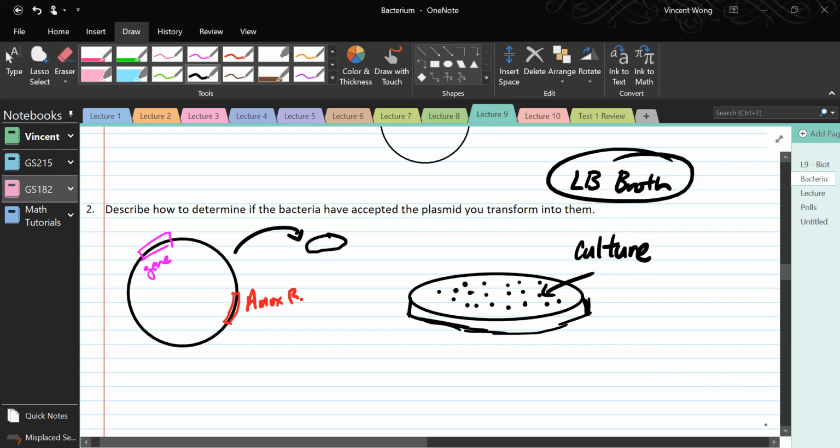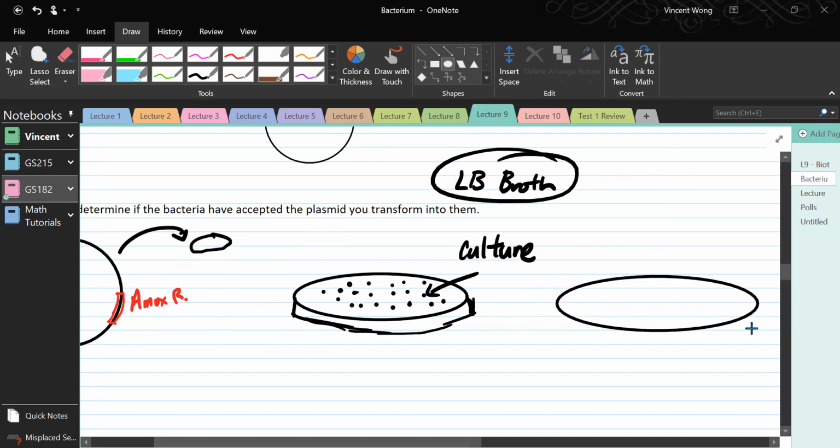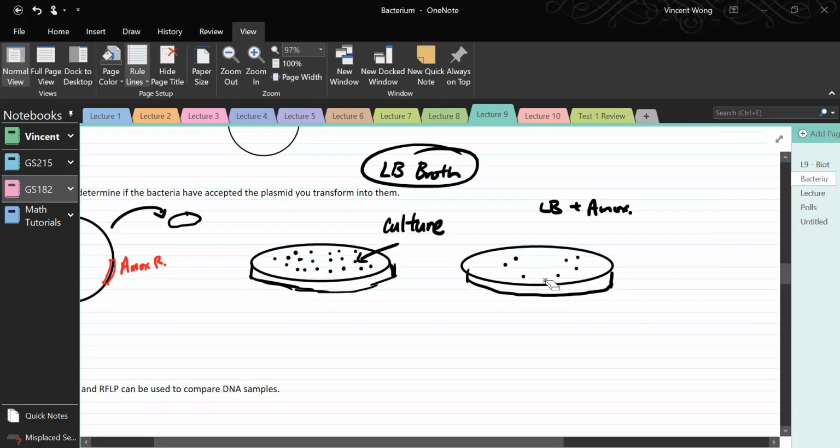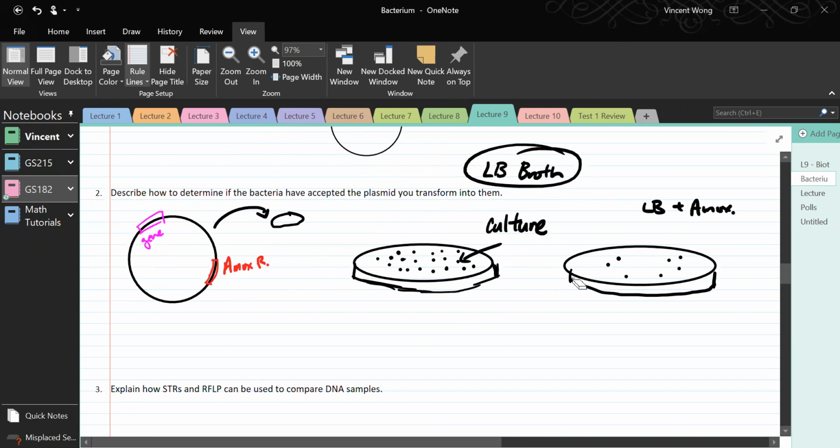No antibiotics. Now, if you have another culture here, everything is the same, but this time it is LB broth plus the amoxicillin. Then you put the bacteria on them, and you see there is some growth. Only the ones that have received the plasmid would be able to grow, because all the other bacteria that did not take up the plasmid would not have the amoxicillin resistance gene, and therefore they would not survive in the presence of amoxicillin. So the fact that you see them growing here, all of these has to come from bacteria that has been successfully transformed. Does that make sense?